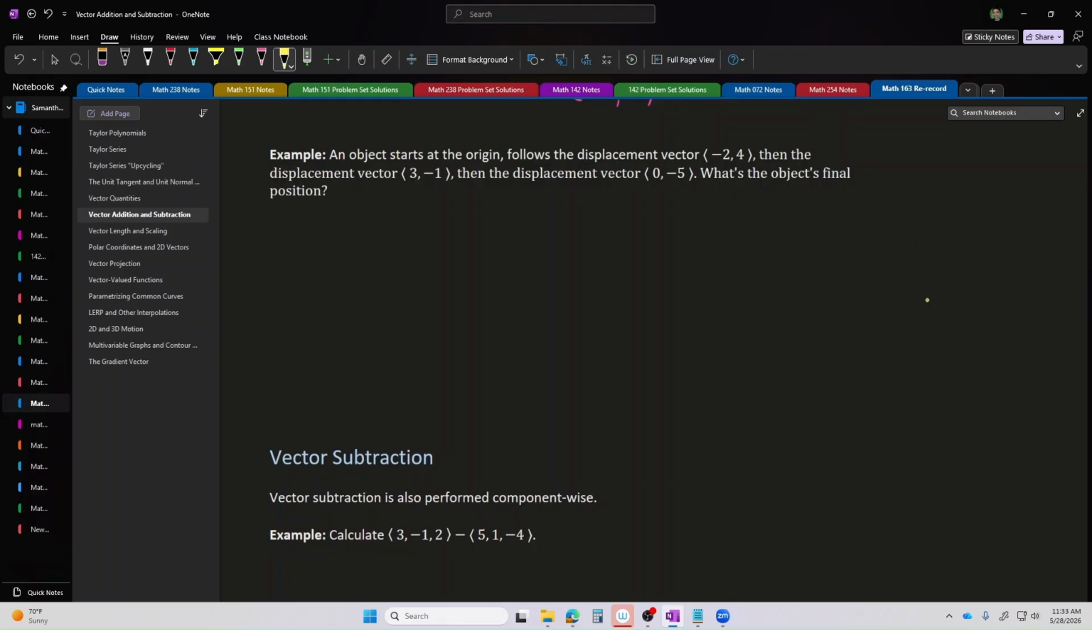So if I start at the origin and I then traverse the first vector, (-2, 4), that's going to take me to some intermediate point A. If I then traverse the second vector, (3, -1), that's going to take me to some other intermediate point B. If I then traverse the final vector, (0, -5), that's going to take me to some final point C.